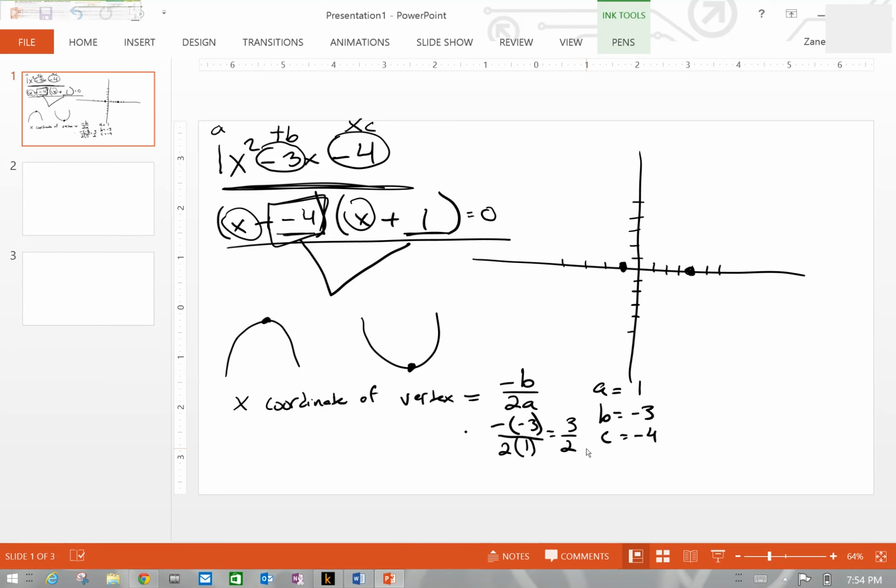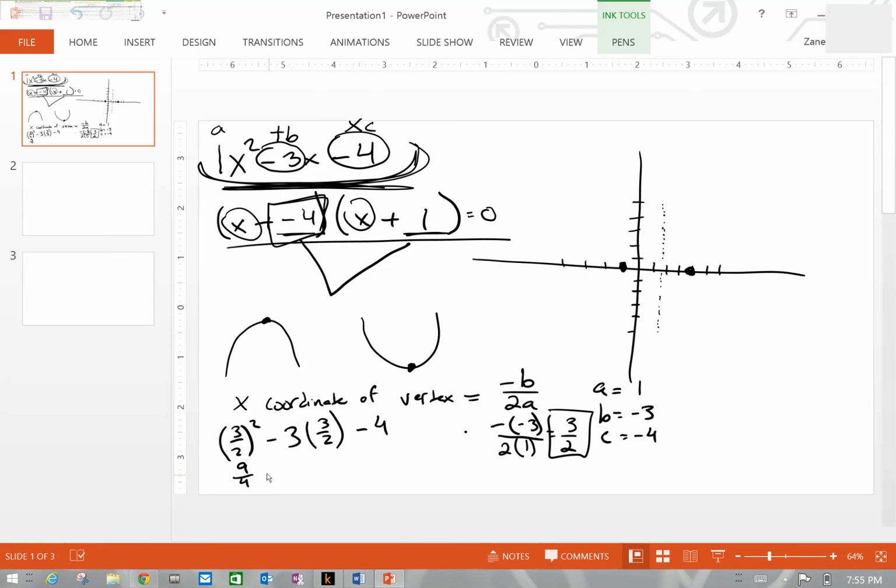Okay, so right here, I don't really know the y-coordinate yet, but if I want to go over to my graph, I know that my x-coordinate is about 1.5. So my vertex is going to lie somewhere along this dotted line. So let's figure out where that somewhere is. Okay, so to figure out where that is, we're going to take our x-coordinate we just found, we're going to plug it into the original expression up here. So I'm going to take 3/2 squared minus 3 times 3/2 minus 4. Okay? When I simplify that, I'm going to get 9/4 minus 9/2 minus 4.